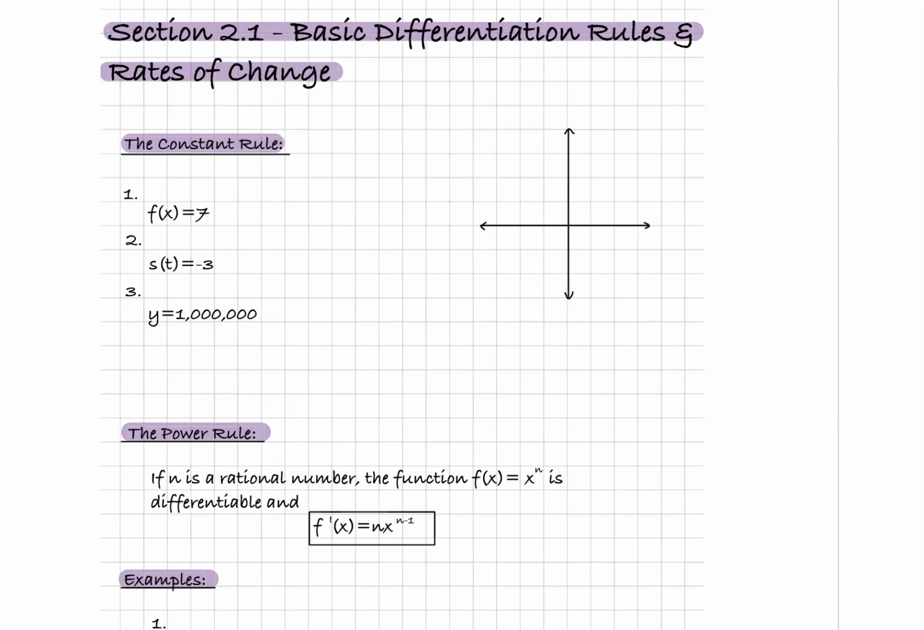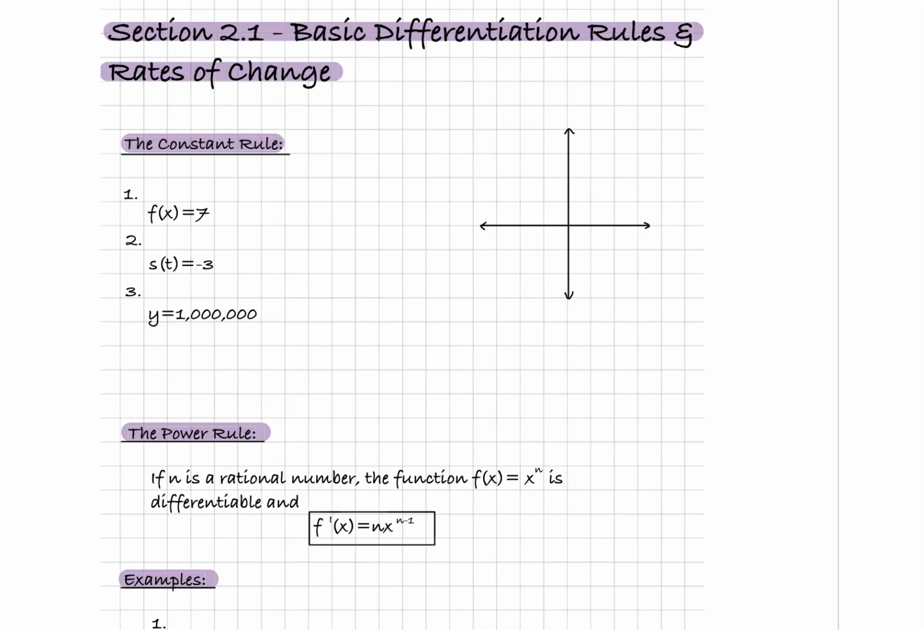In 2.1, we're going to look at basic differentiation rules and rates of change. What we saw in the previous section is we can take our idea of the slope of a tangent line and we can take the limit of it, and we did quite a few examples, and it was such a long limit process. Surely, doing the same process over and over and over, we can find some shortcuts to help us with that.